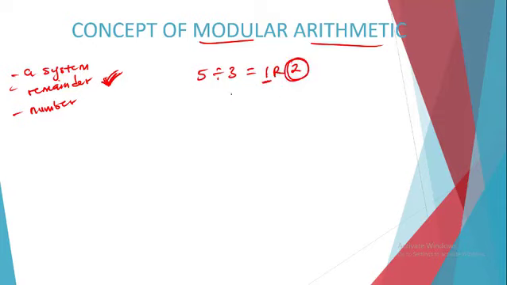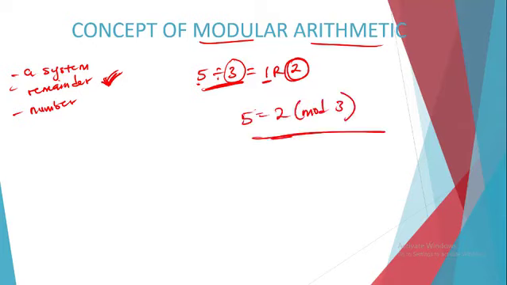In modular arithmetic, what we do here is to reduce a number to the mode we are dealing with. For instance, here we say that 3 is the mode, and this is the number we are dealing with. So 5 divided by 3 will give us what? 2 in mode what? In mode 3. So in mode 3, 5 is equal to 2, in brackets mode 3. This is how we express this.